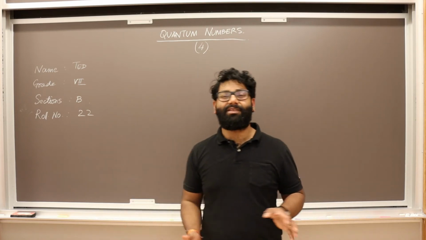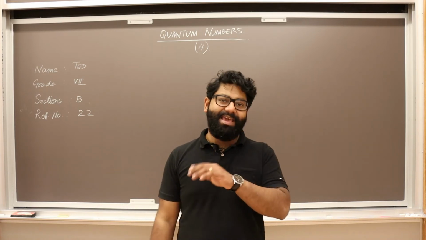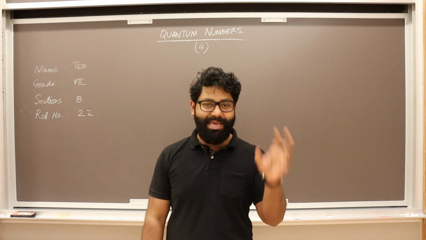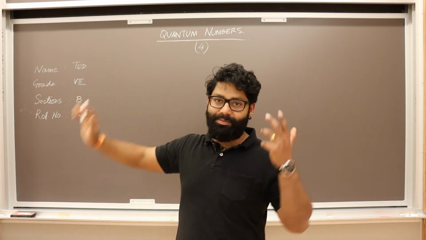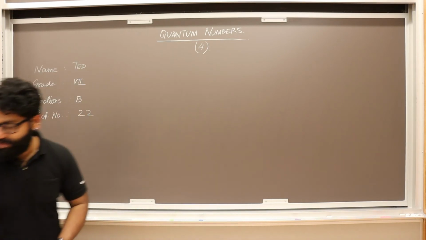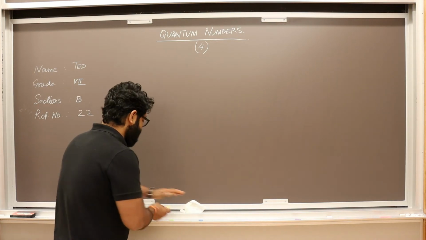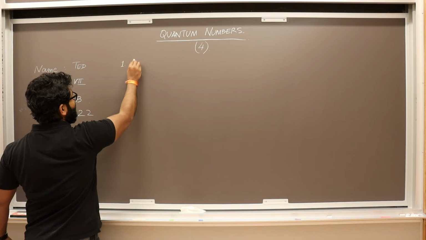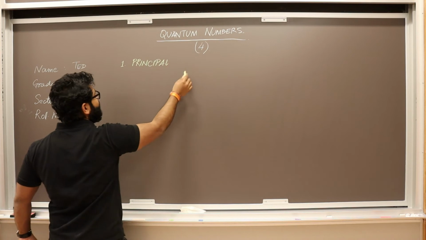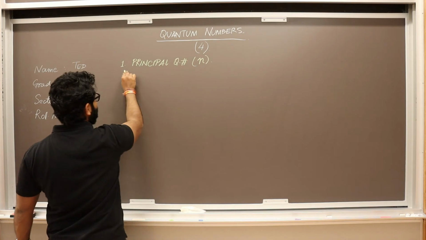Now, please don't be scared with the name quantum. Yes, it has its roots in quantum physics, but in here the concept is extremely simple. Any middle school student will be able to understand the concept of quantum numbers. So without further ado, let's start with the first quantum number, which is the principal quantum number. It is represented by the letter n.